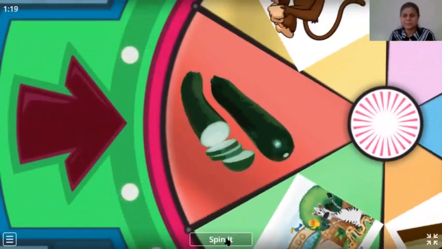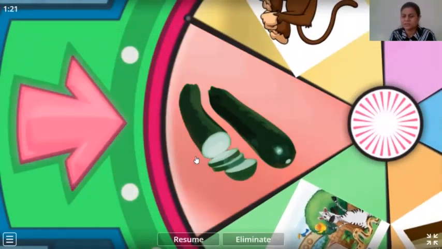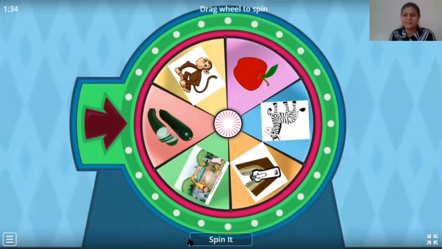Yes, right here is a picture. This picture, it's a vegetable. Zucchini. Z, z, zucchini. Yes, it is letter Z picture. So we resume. Spin it again.